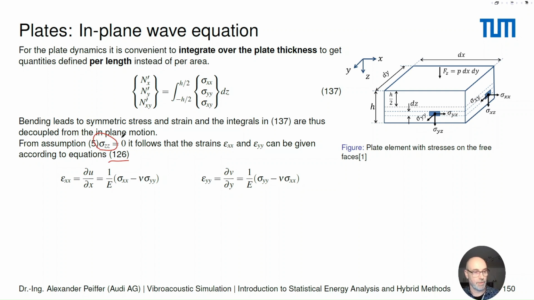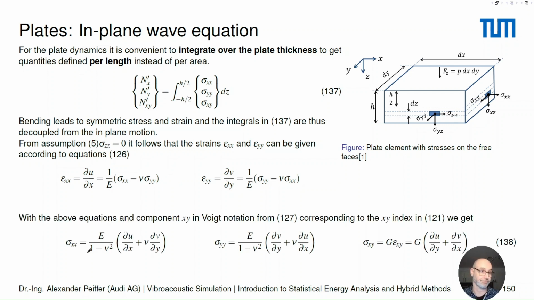So from the assumption that sigma in z direction is 0, it follows that the formulas for the stress-strain relationship can be simplified. What does it mean? Normally in the solid material, there would be an additional expression for sigma z, which is simply missing in this version here. So with the above equation, and using again the Voigt notation, we can now find the relationship between all stresses in x, y, and z direction, depending on the displacements u and v in our plate.